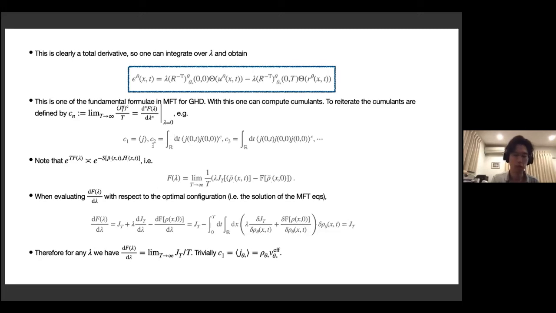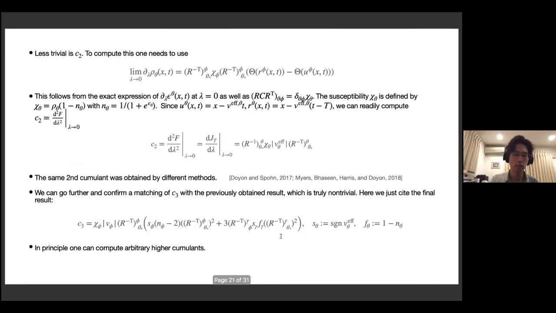Okay, I'm going to go through this quickly because it's just technicalities. Once you have this equation for the epsilon theta, it's just a matter of going through elaborate computations. So it's trivial to produce, for example, C1, because by definition this is trivial. But I'd say C2, which is the second cumulant, is less trivial to compute.